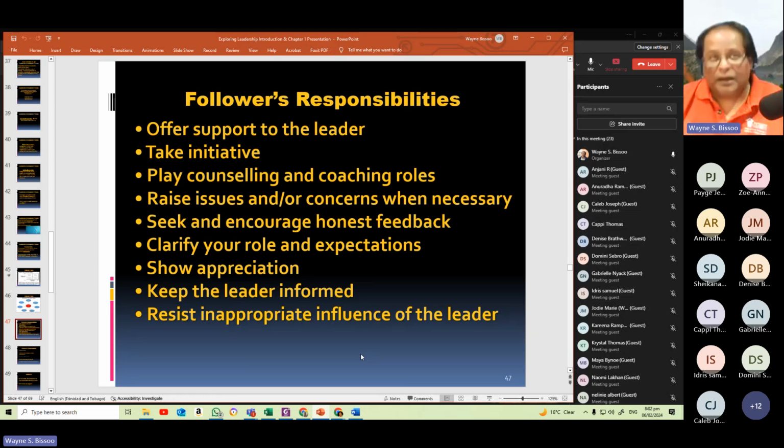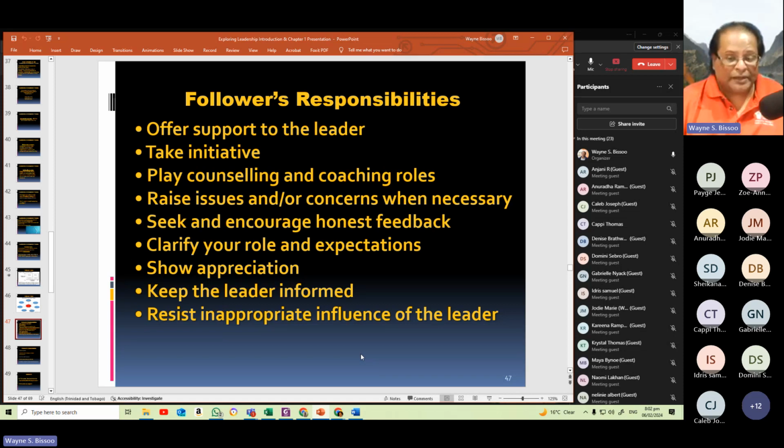Seek and encourage honest feedback. That's something that a lot of us hate. We want it, but we don't want it. It's kind of a double-edged sword. Honest feedback means you have to be willing to listen to somebody be critical about you, and not take what is being said as an insult, but as an opportunity to correct problems that you have.